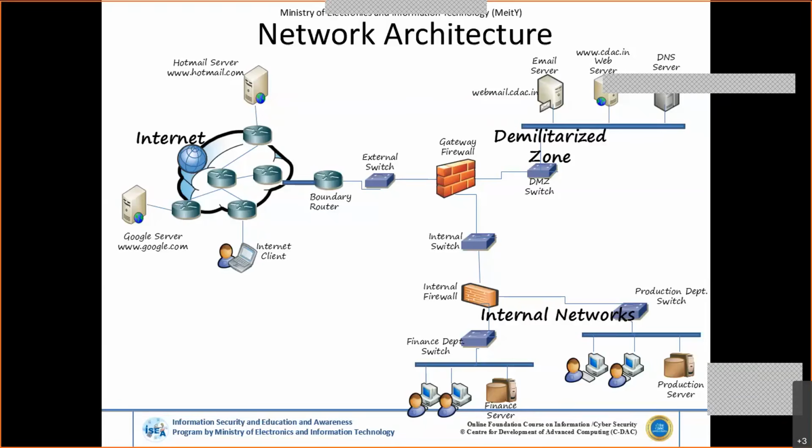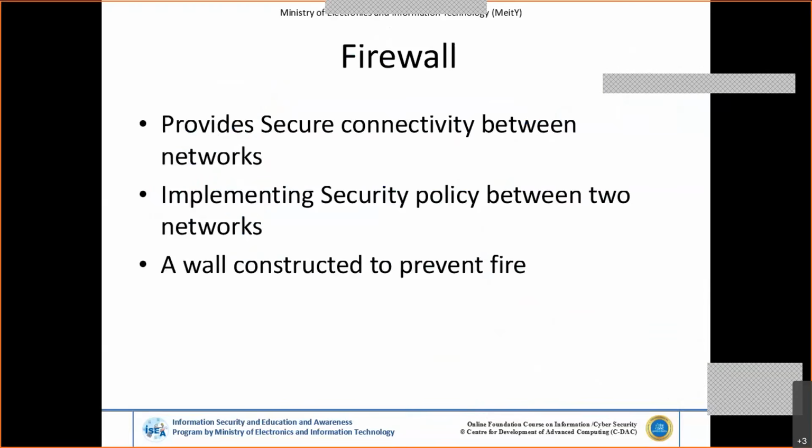So this is how the firewall is used as a basic filtering mechanism to allow or deny traffic. Now, coming to firewalls, they provide secure connectivity between networks, because we can place limitations on the kind of traffic: what to deny and what to allow.